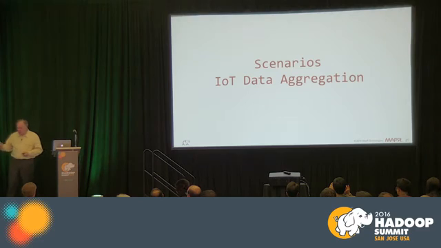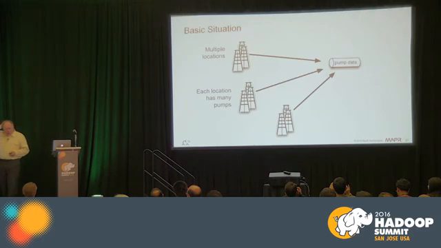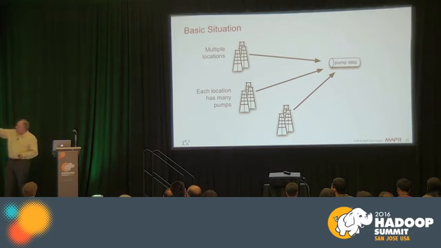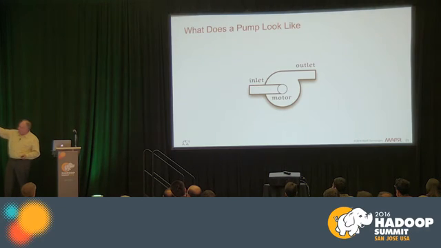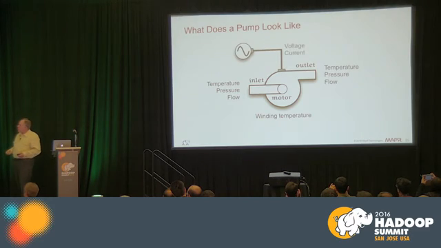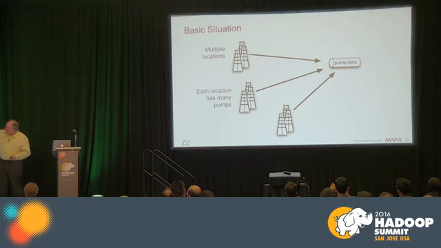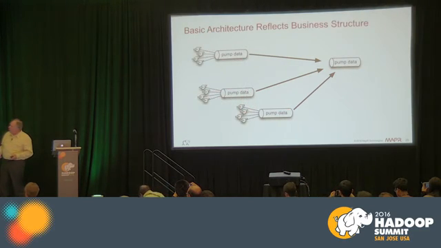Okay, so here's some scenarios for that. One is data aggregation. This is the shape of the business. Say a drilling company, they have multiple locations, drills. Sometimes you move equipment from place to place, but mostly there's big assemblies, and they want to aggregate that data into a central facility. Now, each one of these pumps in there has many measurements that you might make on it, temperatures, pressures, flows, and things like that.